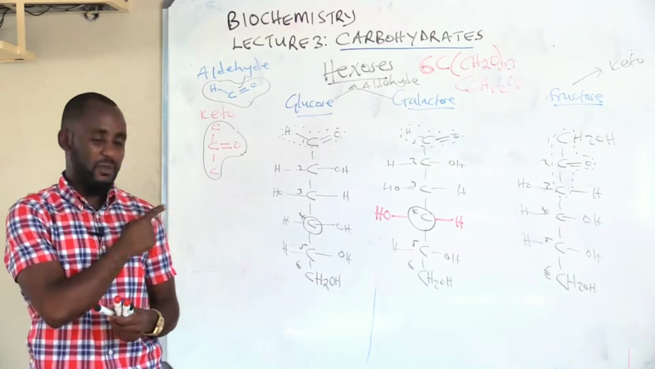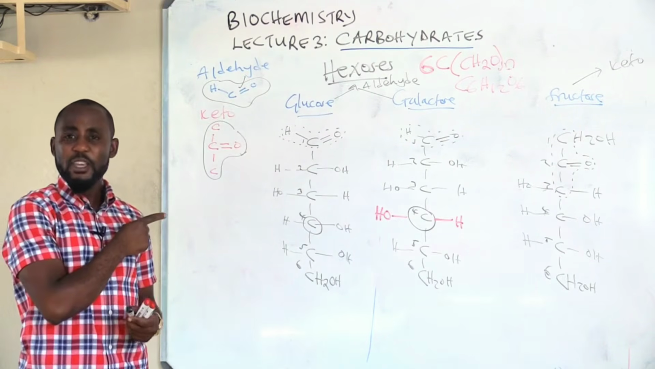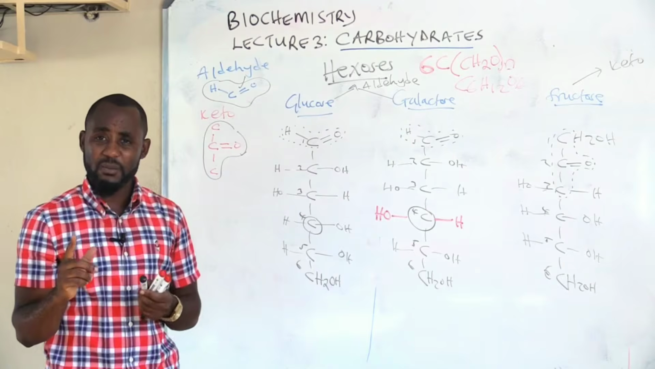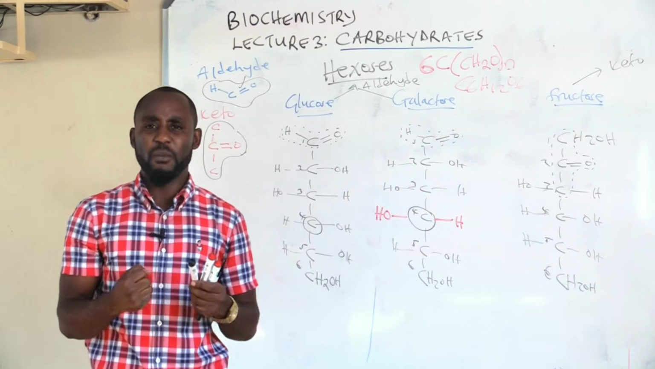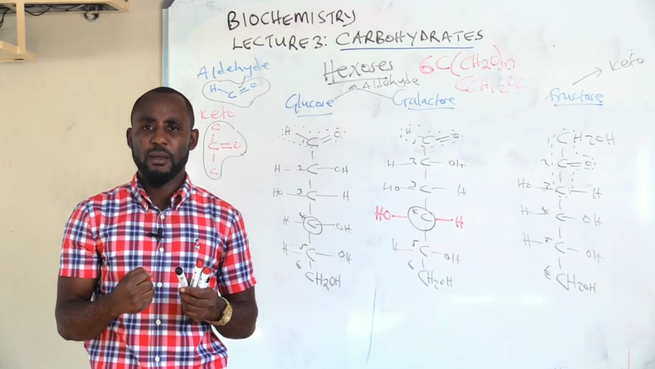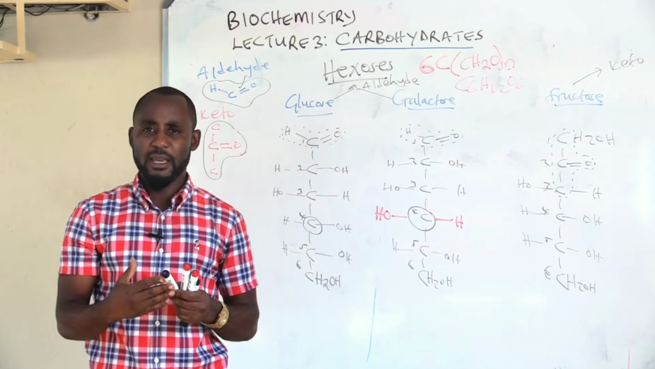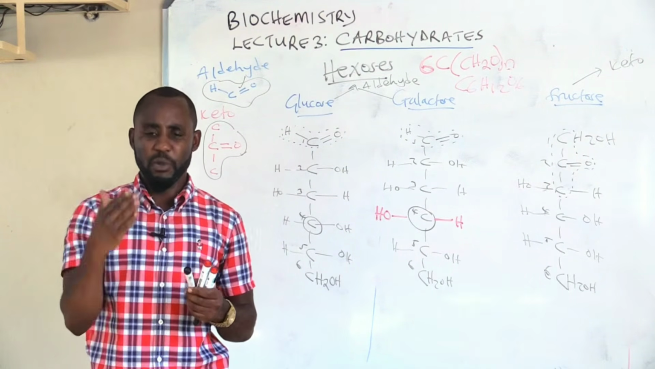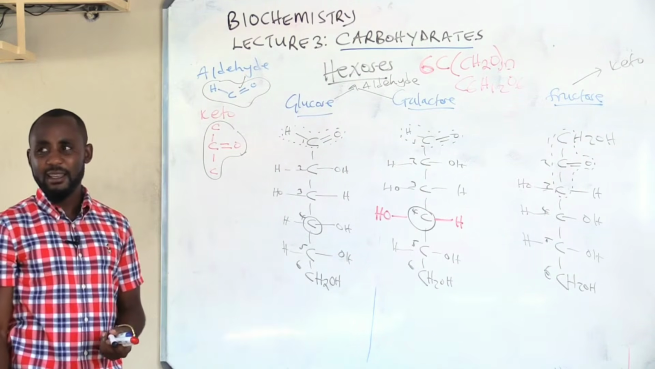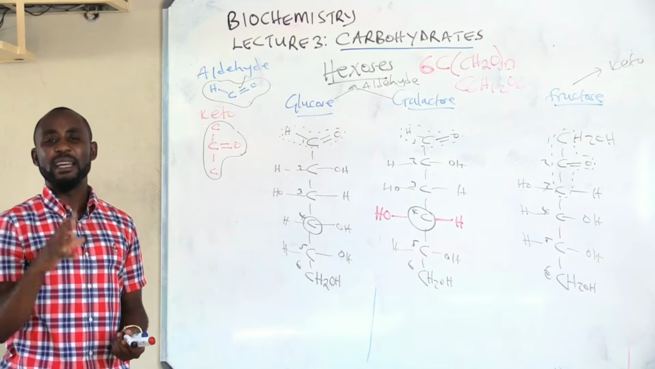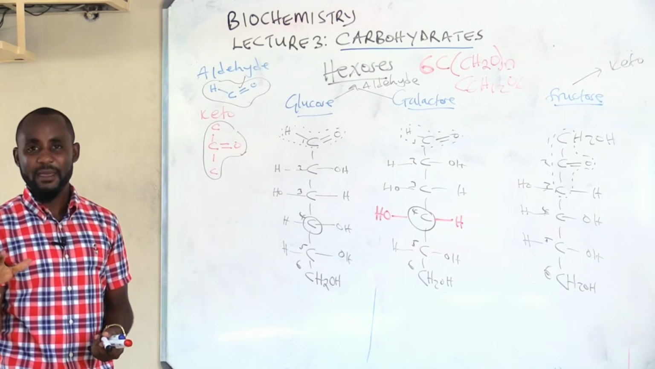Why am I showing you the structures like this? You need to understand the structures because we shall progress to other groups of carbohydrates. We shall progress to disaccharides, oligosaccharides, and polysaccharides. If you don't understand the structures of monosaccharides, it will be very difficult for you to understand their structures.